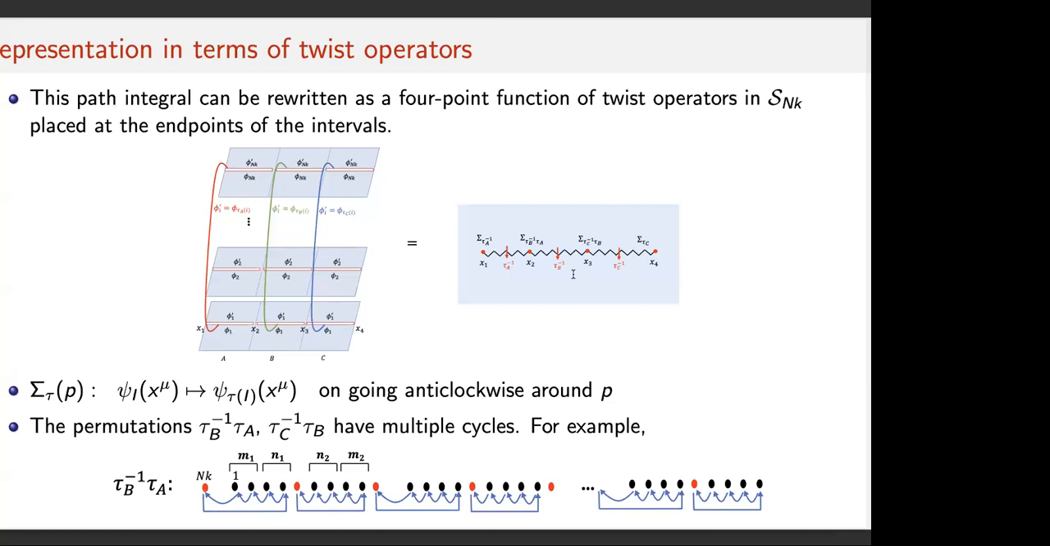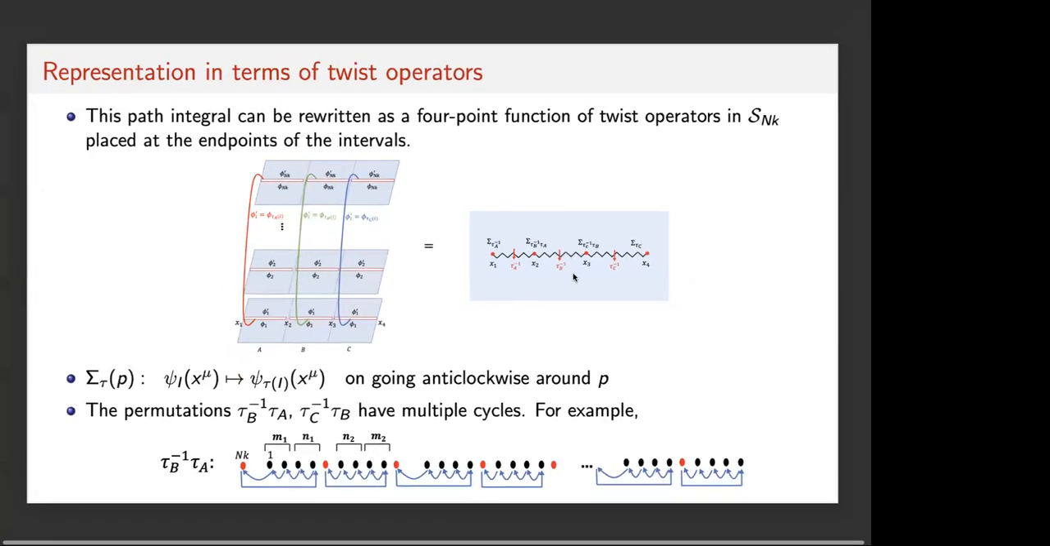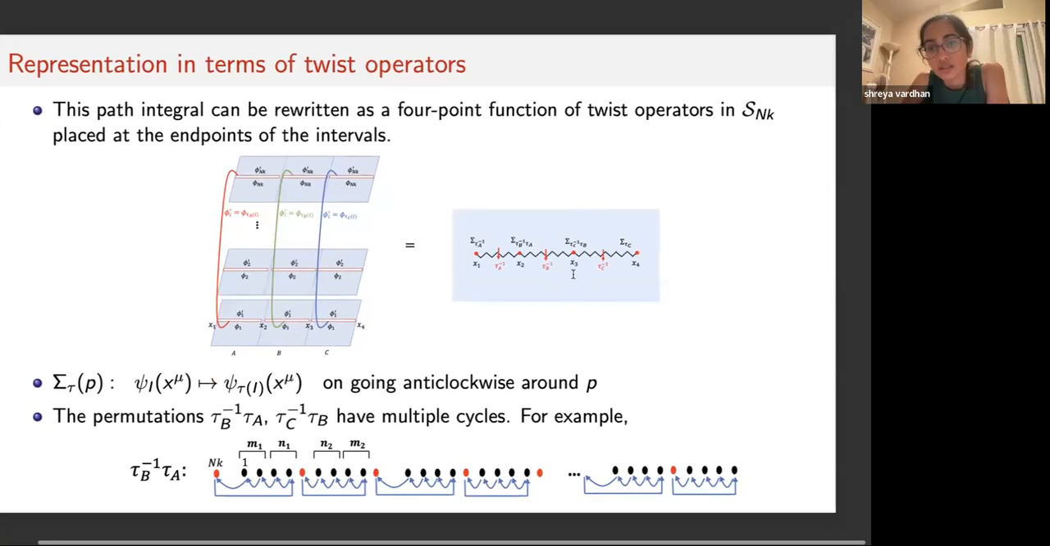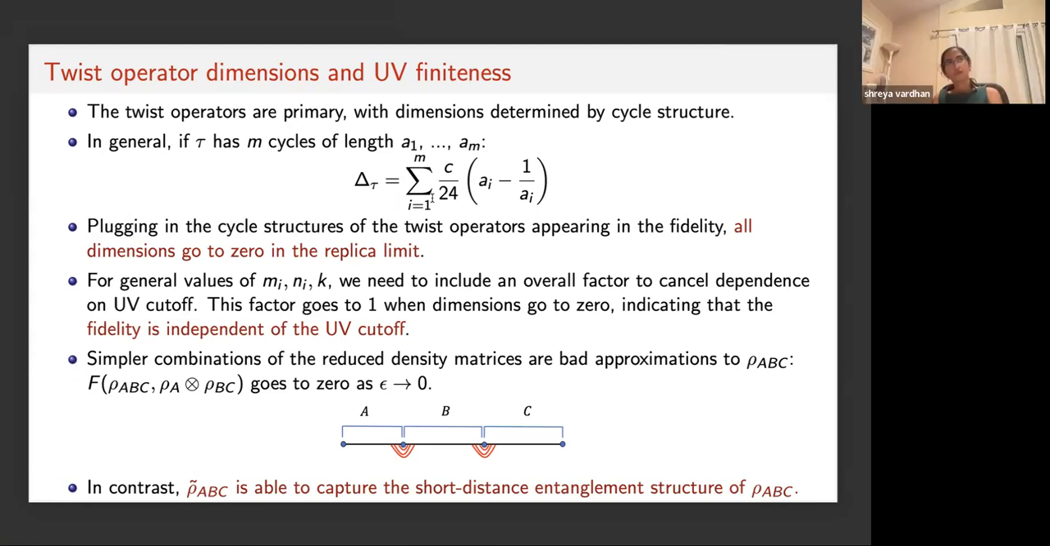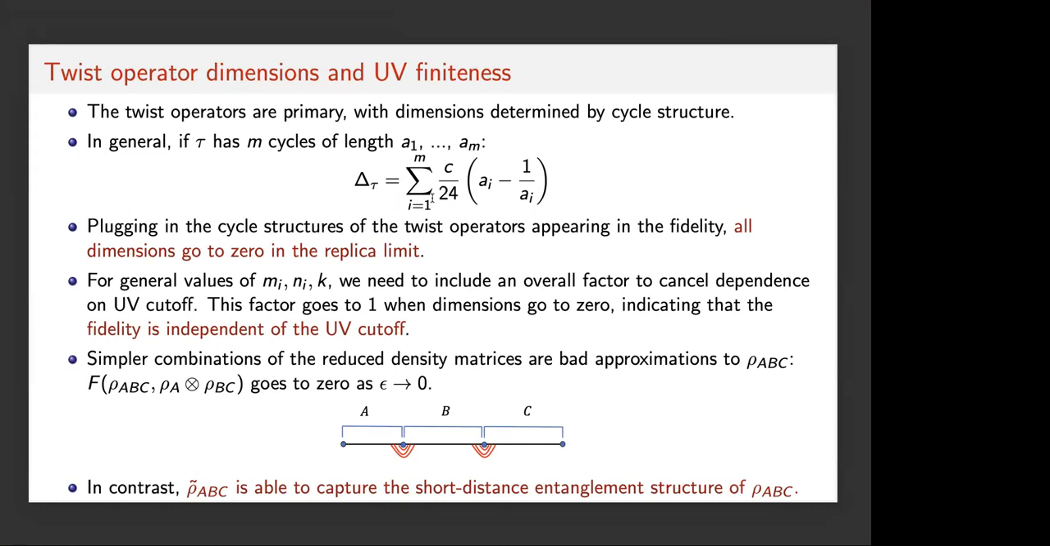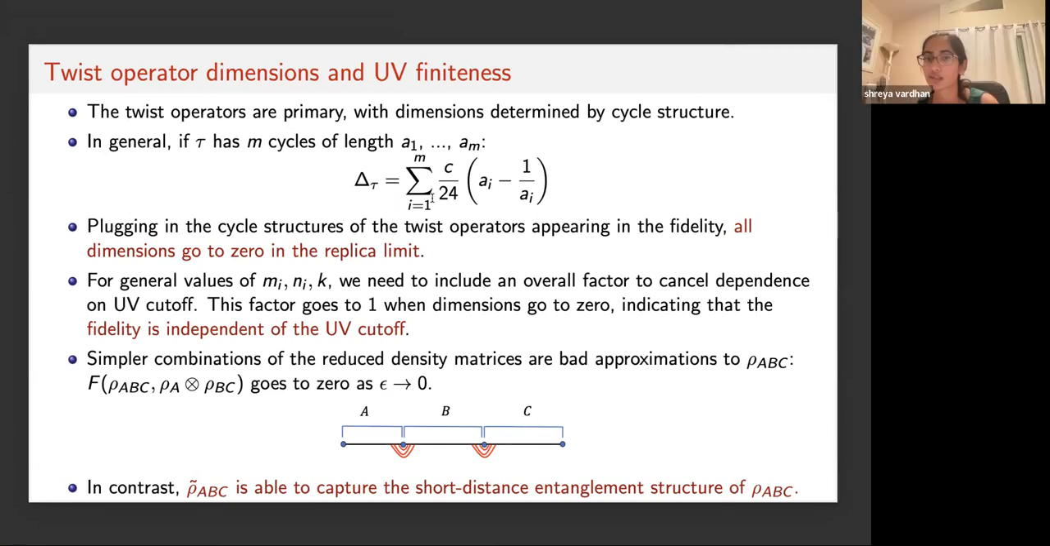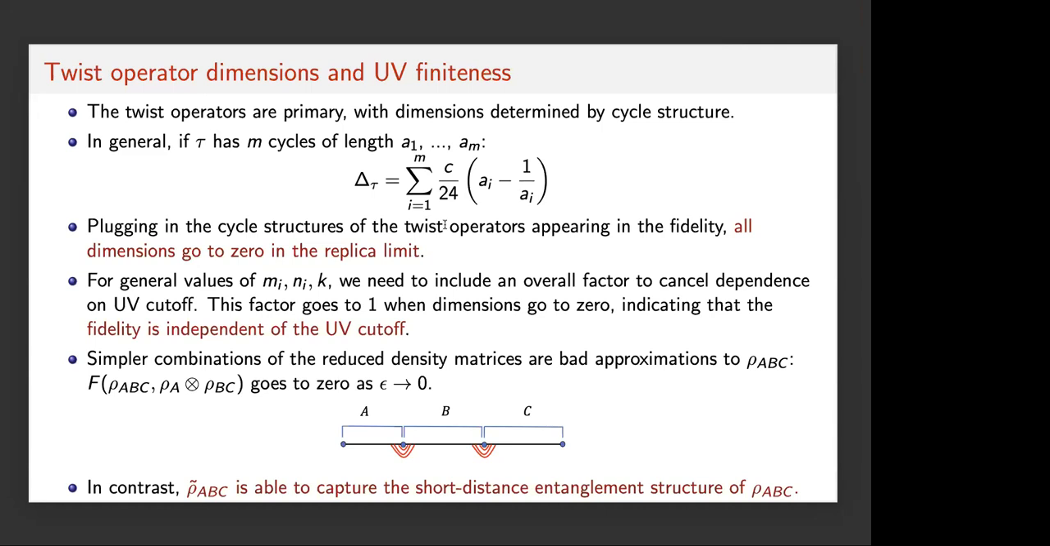Is that correct? I mean, then you write this formula for the twist operator as the sum of those. Yes, exactly. You should think of it this way: suppose it had just one length n, like in the classic RT story, the replica trick. Then that would be just n minus 1 by n. And here, one simple way to understand this formula is that there are just m such things which are next to each other, so you just end up adding their dimensions. Okay, thank you.